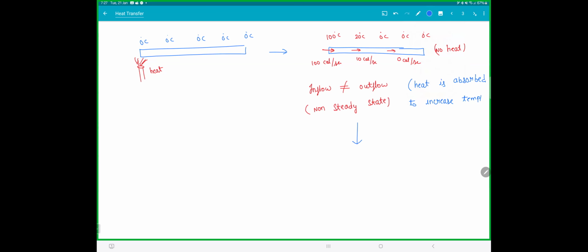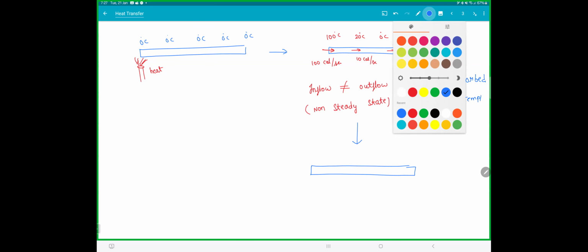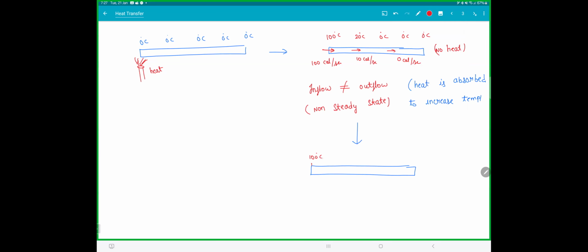Now, if you leave this for enough time, eventually you'll reach a situation where this has become 100, 80, 60, 40, 20, and 0. You are supplying 100 calories per second. Here also 100 calories per second is flowing. Here also 100 calories is coming out. So whatever you're sending, everything comes out. Inflow has become equal to outflow. This is a steady state.